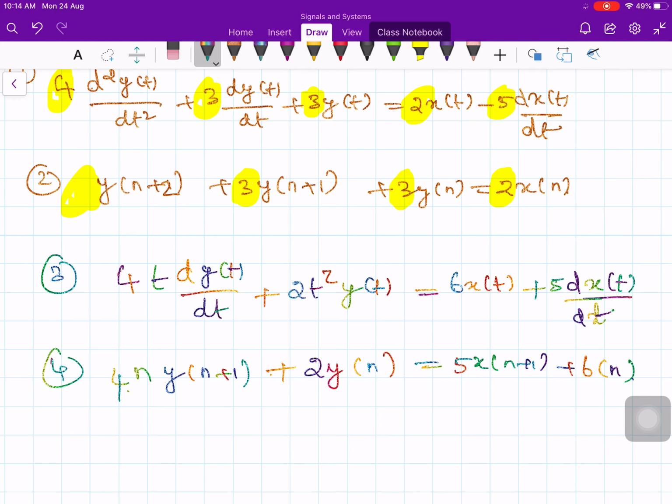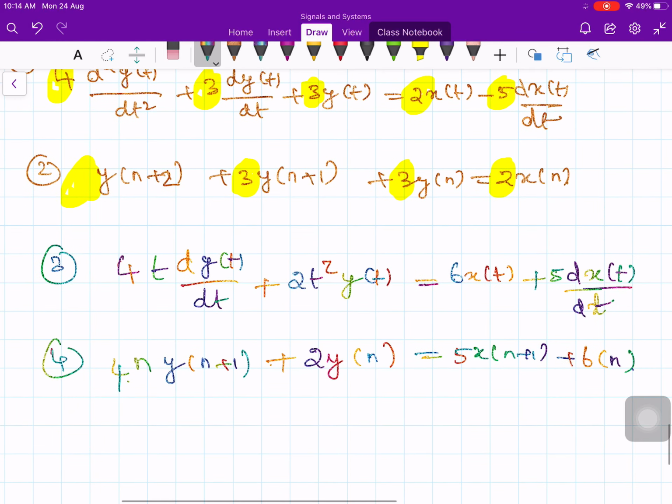So in these two equations, 3 and 4, we have coefficients which are functions of time. Here it is a function of time t, and here it is t squared, and here it is n. So these are time variable systems.